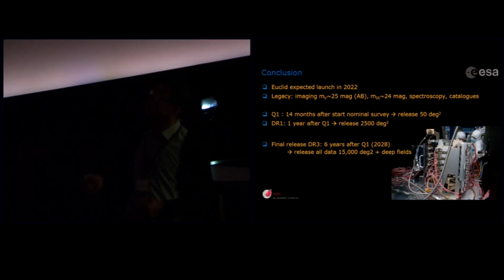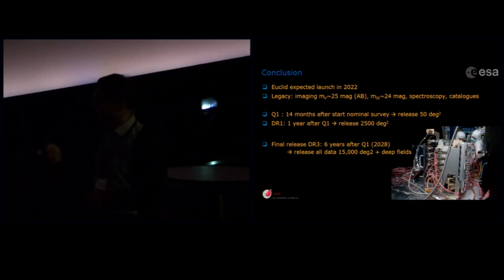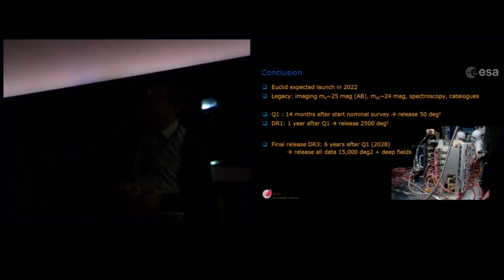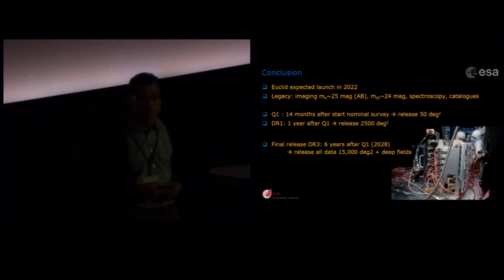Now the final data release, we call it DR6, is 6 years after Q1. So it's about 2028. And there we will release all data, the 15,000 square degrees, so the entire survey, plus possibly other parts of the project, which is called deep fields, where we look at specific areas on the sky and go a few magnitudes deeper in surveying. The legacy value of these data is enormous, as you know, and the amount of information that can be extracted is also enormous. So that is a challenge for the community to work on. And I stop with this. Thank you.